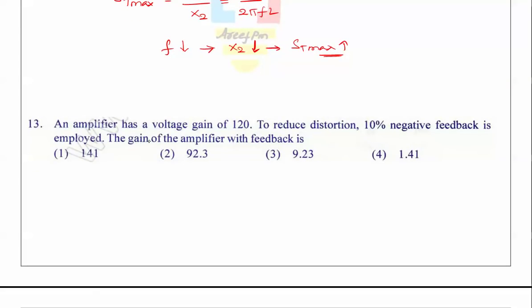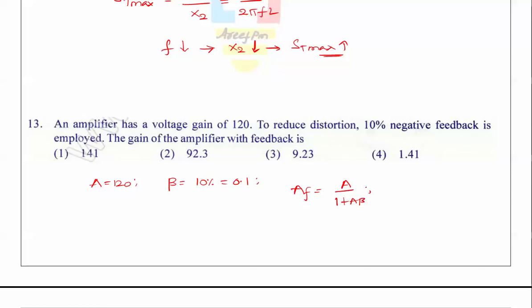Next one: an amplifier has a voltage gain of 120. Let's say it has 120, and it has 10% distortion. To reduce distortion, 10% negative feedback is employed. So 10% means beta is 0.1 here. What is the gain of the amplifier with the feedback? The gain of the amplifier AF is equal to A divided by 1 plus A beta.